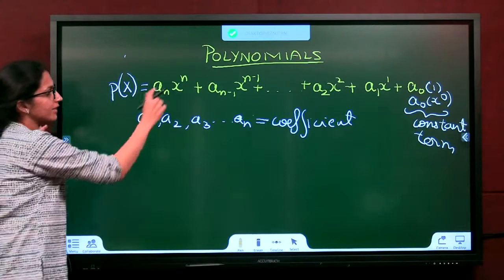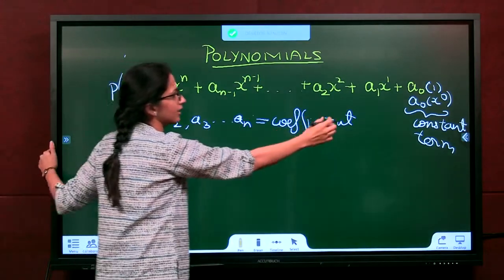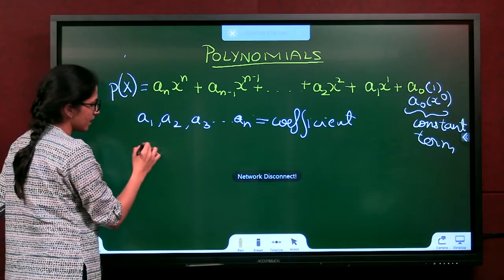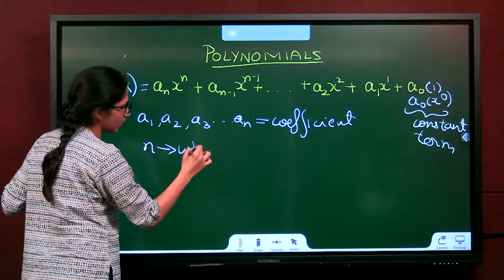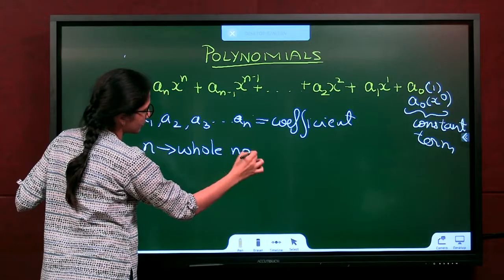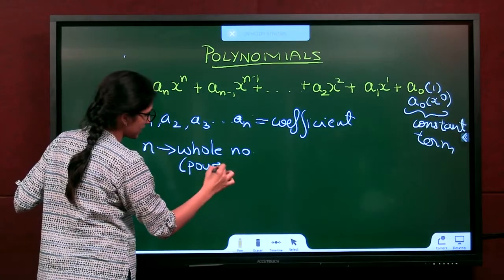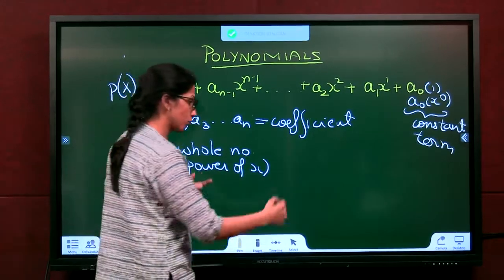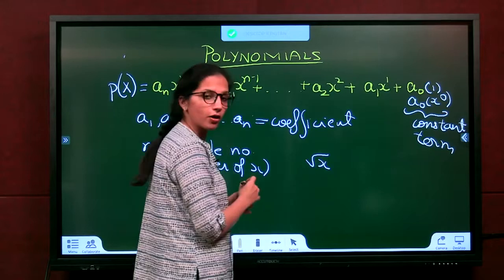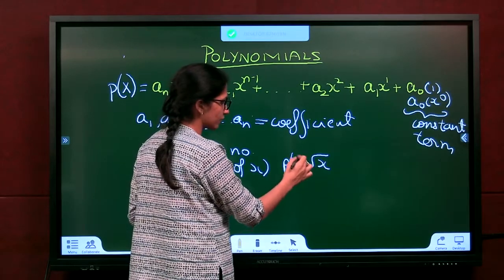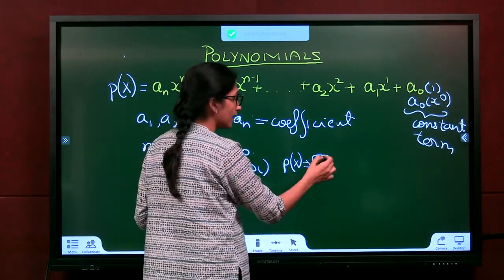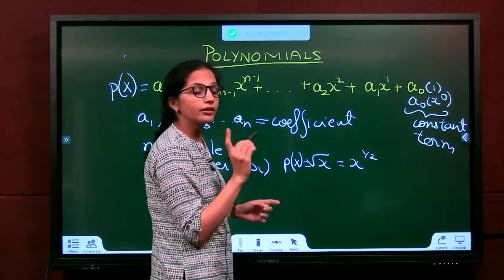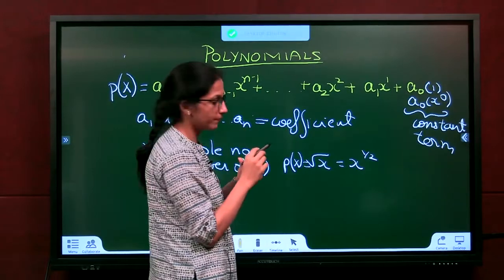Okay, these powers of x, can you see, it has to be a whole number only. The power of x, the n, has to be a whole number. Why? If you have root x, is this a polynomial? If I have p of x is equal to root x, is this a polynomial? No. Why? Because this is nothing but x power half. Half is not a whole number.